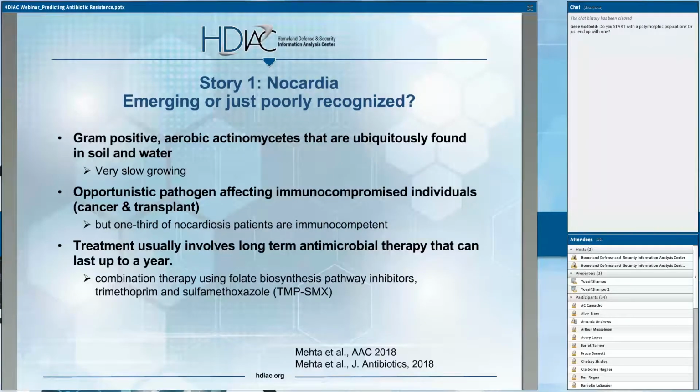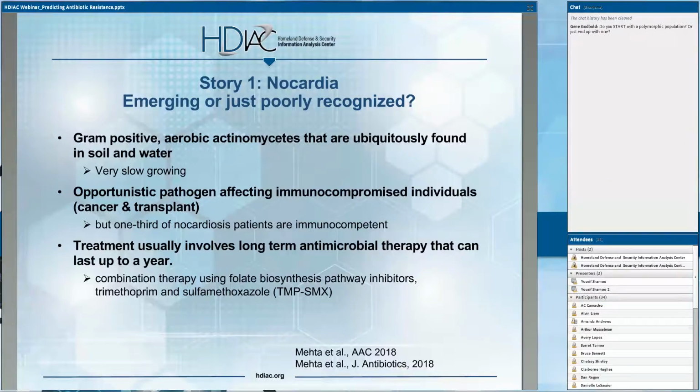So let me tell you the first story. The first story is an organism called Nocardia. Unless you work in cancer biology, you probably haven't heard much about it. There's a little bit of a controversy in the field as to whether it's an emerging organism or just was poorly recognized in the past because we didn't have really good tools for doing molecular diagnostics, and the organism grows really slowly in the laboratory.